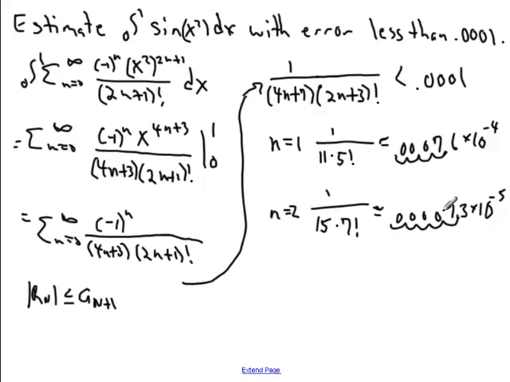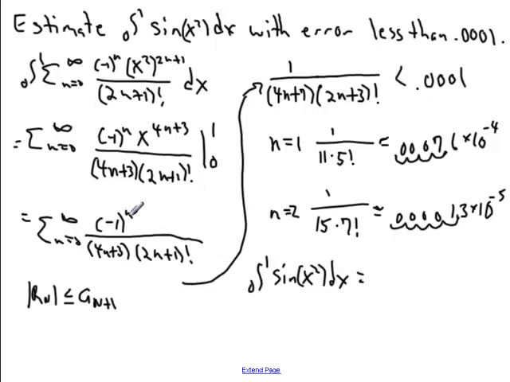So that gives us an error of less than 13 millionths. So that means if we want to estimate with an error less than 0.0001, we're going to need not one term, that won't do it, but n equals 2 terms, and then the error will be less than 13 millionths. So the estimate then for the integral from 0 to 1 of sine x squared dx is equal to the sum of the first two terms here. Let's find that.